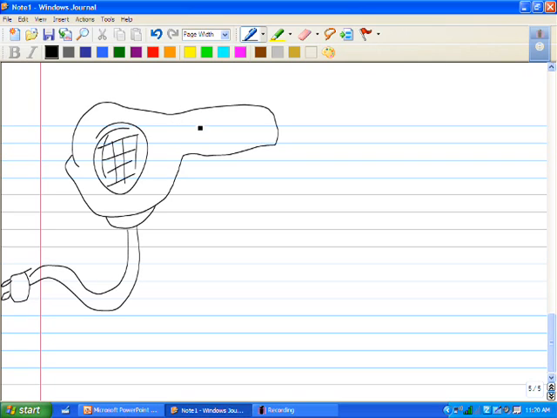So let's see. What's the name of a brand of hair dryer? Does anybody know that much at least? Revlon. So this one's called the Revlon 1650. What does this number represent? 1650 what? What model numbers? Watts.